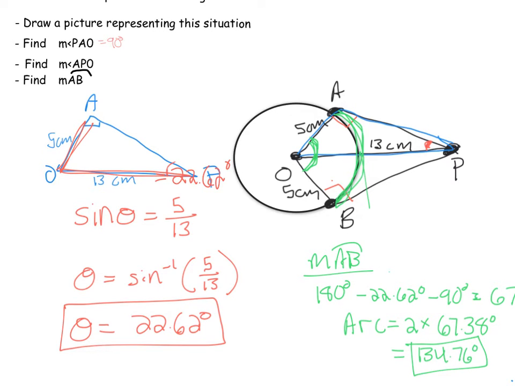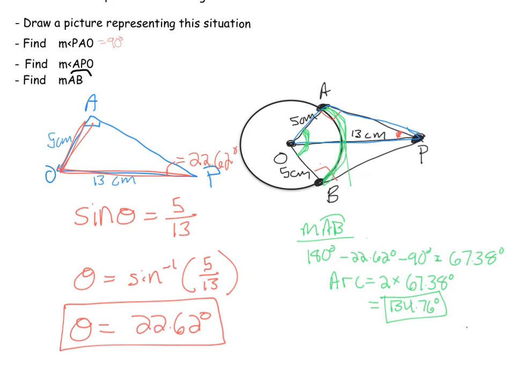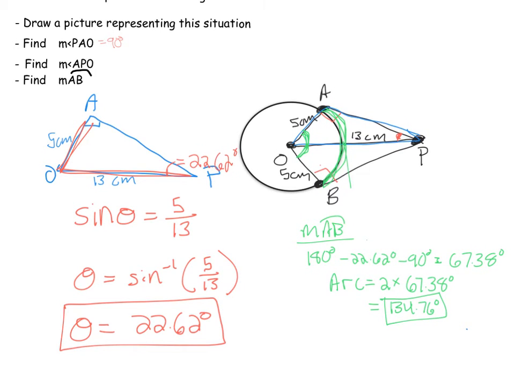Alright, so what we got here, I tried to solve for the measure of arc AB, and what I did is I took 180 degrees, which is the measure of the interior angles of a triangle, and I subtracted the angle that I knew, that's this one right here. And then I subtracted the 90-degree angle up top, and that left me with 67.38. 67.38 is just this little half part of this central angle. So in order to get the measure of the entire angle, I multiply that by 2. And 2 times 67.38 degrees is 134.76. So this central angle is 134.76, which is going to be equal in measure to its minor arc. Therefore, the measure of arc AB, or this minor arc, is also 134.76 degrees.